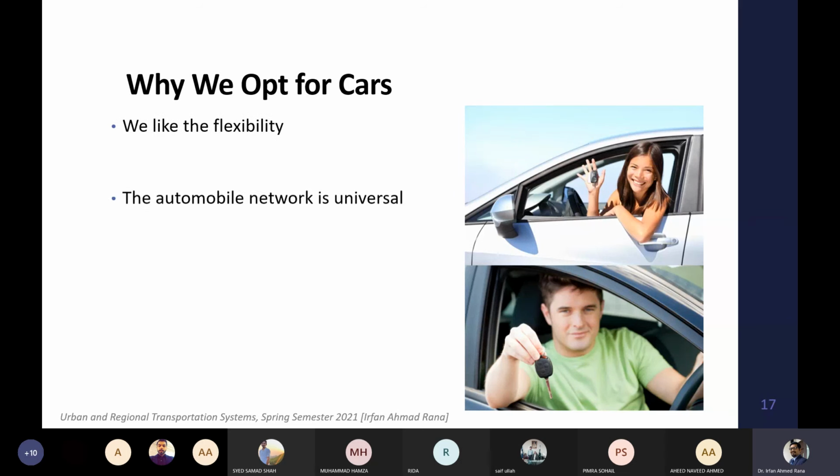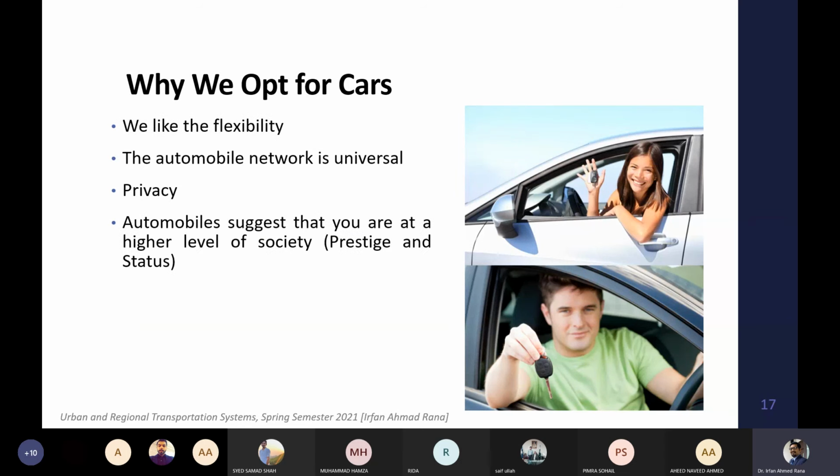Okay, we like flexibility, automobiles are everywhere, privacy, prestige, status, and lastly, I don't know how many people just like to drive. How many people are like, okay, let's go for a long drive? So does any one of you enjoy this sensation of driving, controlling a machine and driving it? Do you like it? Yes, Ahid.